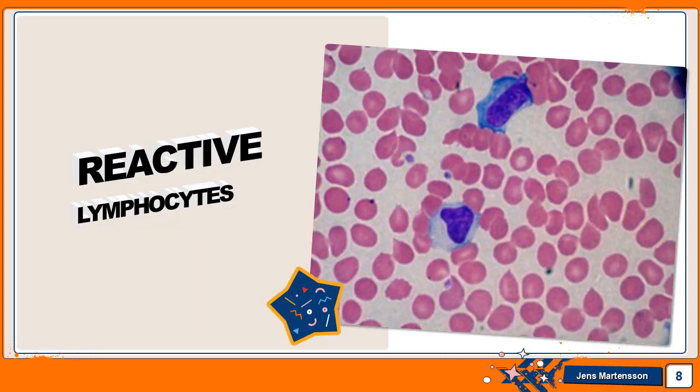So this picture is showing atypical lymphocytosis, also known as reactive lymphocytes. So you can see that these are large in size and they have an eccentric nucleus, that is, the nucleus is not in the center but slightly towards the periphery, and they have a foamy basophilic cytoplasm. So these are present in infectious mononucleosis.